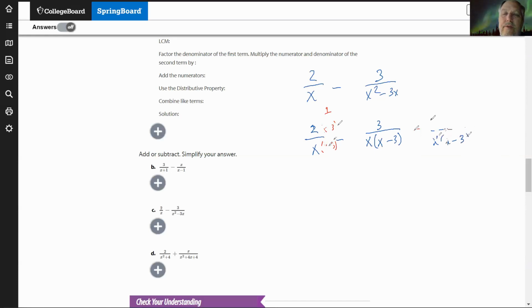Our numerator, we have 2 times x minus 3 minus 3. And then we go ahead and use our distributive property and see what we end up with. So that's 2 times x, which is 2x. 2 times negative 3, which is negative 6, minus 3. And then, of course, we can finish this up down here. That's going to be 2x minus 9 over x times x minus 3.